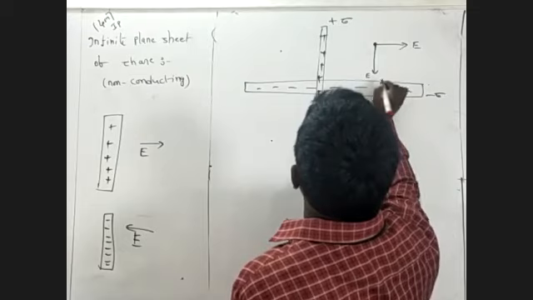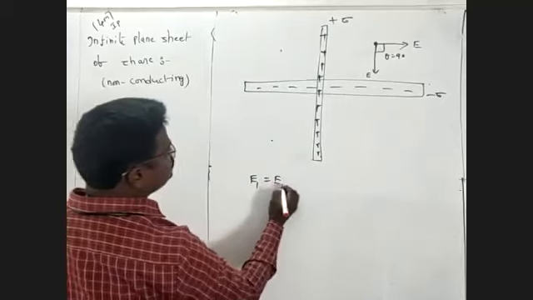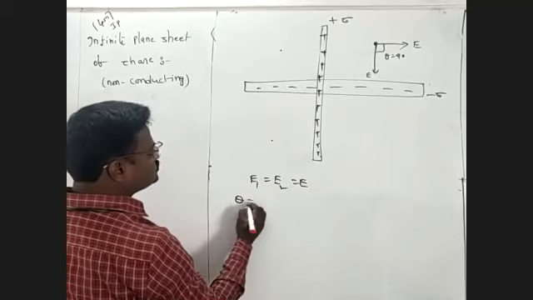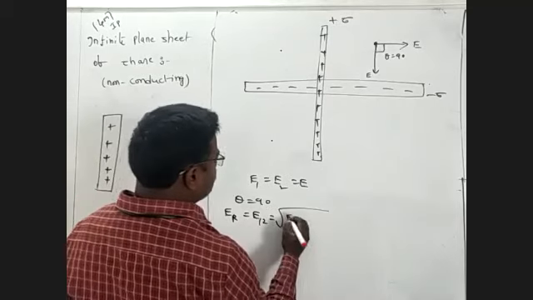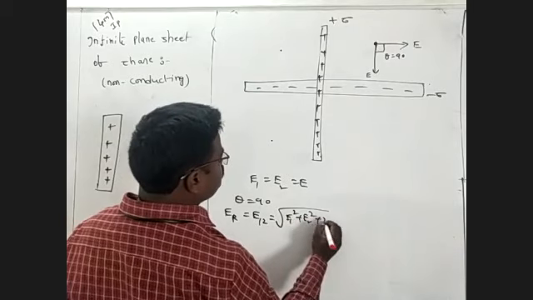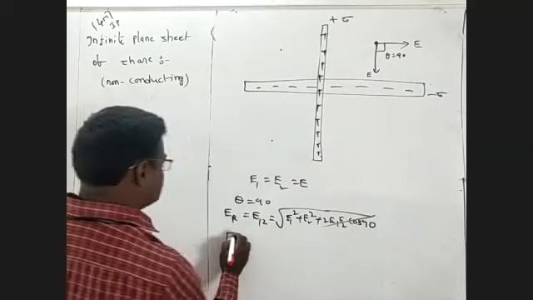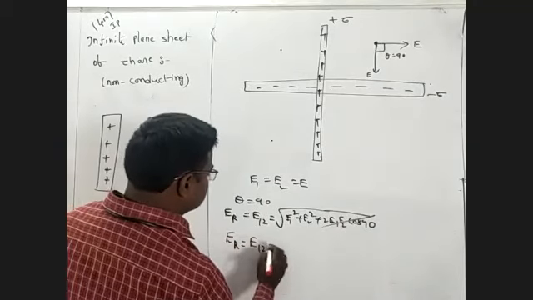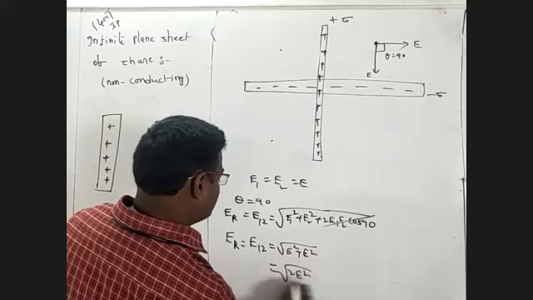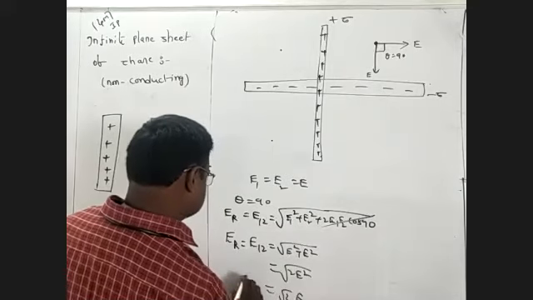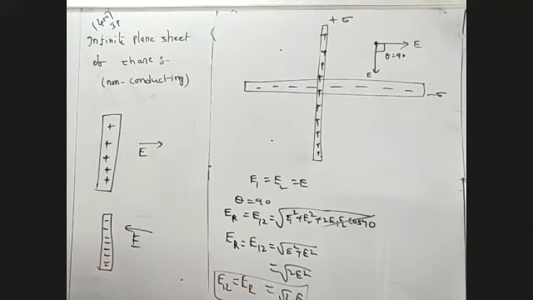This is E, this is E, and theta is equal to 90 degrees. So E1 is equal to E2 is equal to E, and theta is equal to 90 degrees. The resultant E12 is equal to root of E1 square plus E2 square plus 2 E1 E2 cos 90, and cos 90 is 0. So ER, resultant E12, is equal to root of E square plus E square, that is root 2E. This is ER, this is E12, and this is its direction.